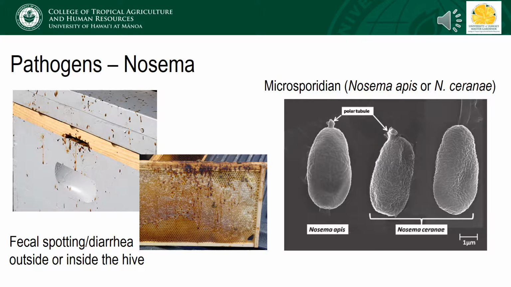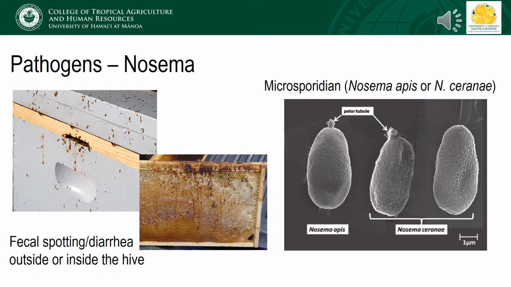Because adults are otherwise asymptomatic, the only way to detect Nosema infections is to count spores either from whole adults or in their feces, though fecal spots caused by bee diarrhea on the outside of the hive can be indicative of Nosema infection. Once an adult consumes the spores, they replicate in the gut and are expelled in the feces.